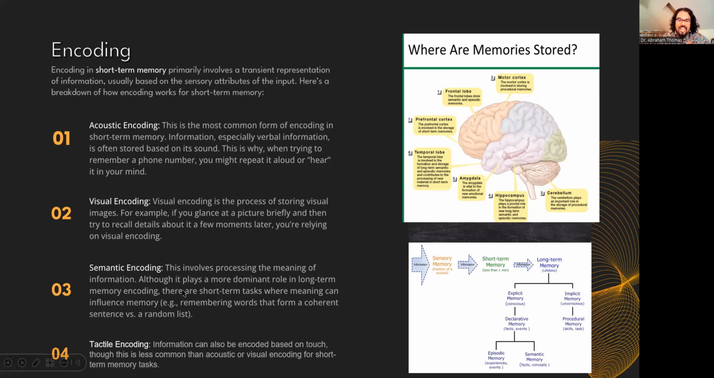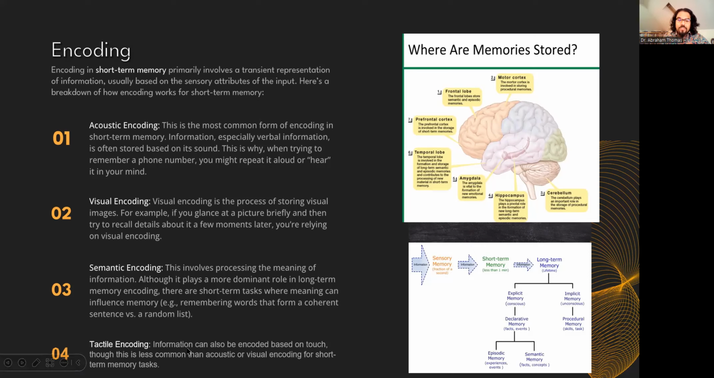Semantic encoding, on the other hand, involves processing the meaning of information, although it plays a more dominant role in long-term memory encoding. There are short-term tasks where meaning can influence memory, like remembering words that form a coherent sentence versus a random list of facts. And these bits of information are really important to understand how memory works and how we can improve it, particularly if we want to learn large sums of information, for example, for our exams or just for our daily practice.